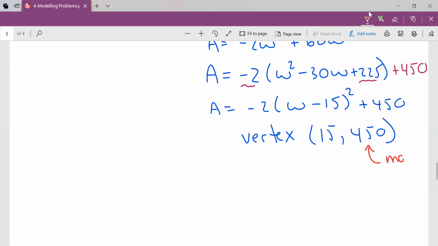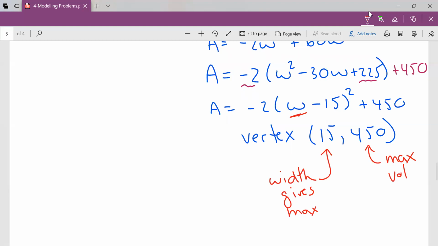That's your max volume. And what's this 15? Well, that's W. That's your width. That gives max volume. So we know the max volume is 450, whatever units, probably meters squared. And the width that would produce that would be 15 meters.